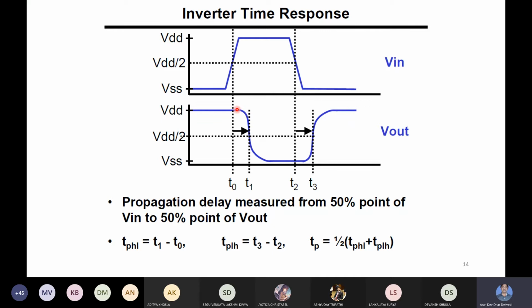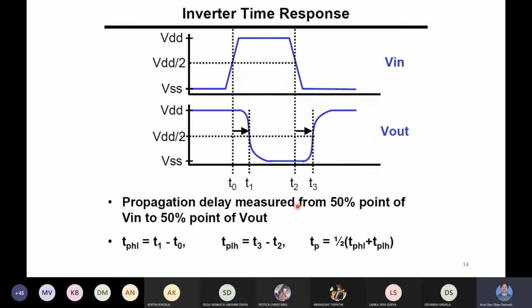When the output is going from high to low, the input will be going from low to high, and in that case also at the 50% point, VDD by 2, the time is denoted by T naught. So the difference T1 minus T naught is called TPHL, because the inverter output is going from high to low. This is why the HL suffix is applied. P denotes propagation delay when the inverter output is coming from high to low. It is called TPHL, and it is T1 minus T naught.